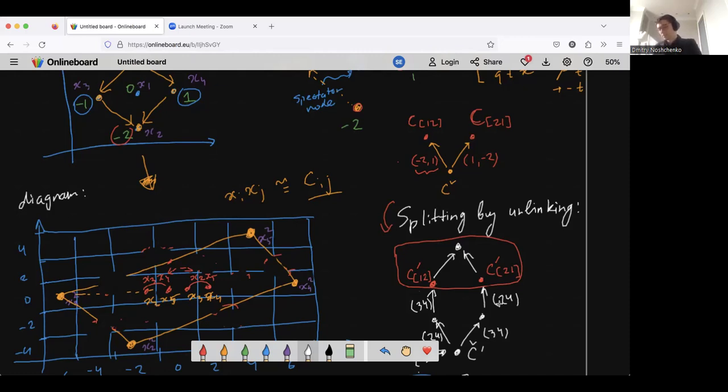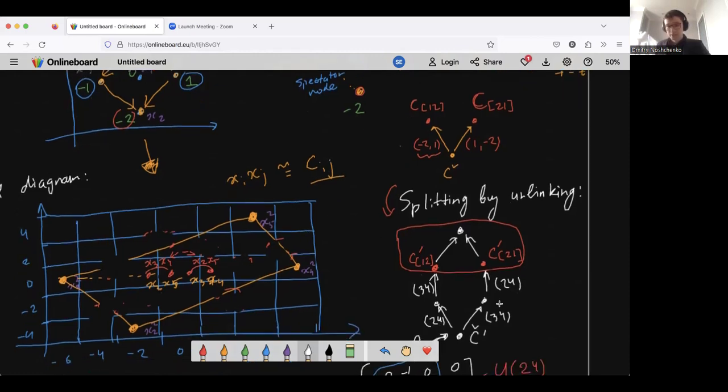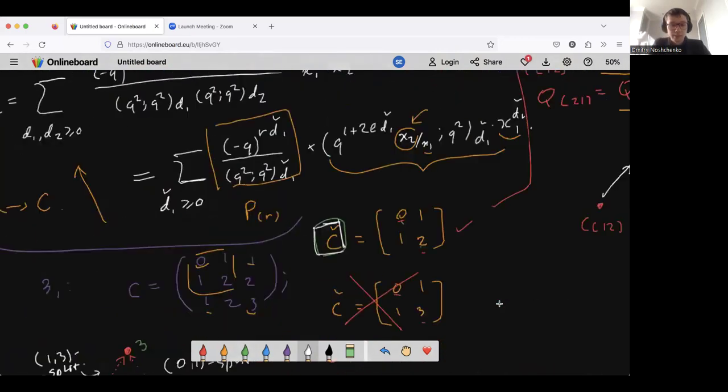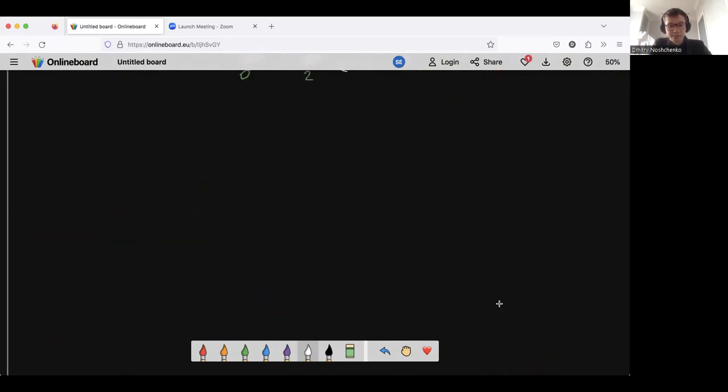I thought about just showing one more example, or maybe just thinking for a moment. Yeah, maybe I give you this example as an exercise.